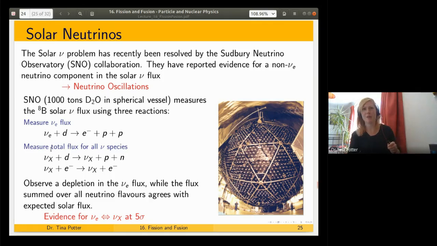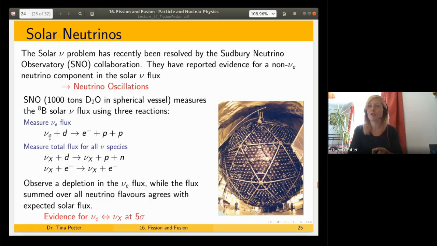So SNO was this absolutely massive vessel of heavy water, 1,000 tons of heavy water, nice and cheap, a huge volume to try and detect those very, very rare interactions of neutrino with the nuclei there. So a neutrino would come in and it would interact very weakly via the weak force with the nucleons, the nuclei inside the heavy water. So basically the deuteron there. So the neutrino would come in and it would change the neutron in the deuteron here into a proton. And then to conserve lepton number, of course, an electron will come out.